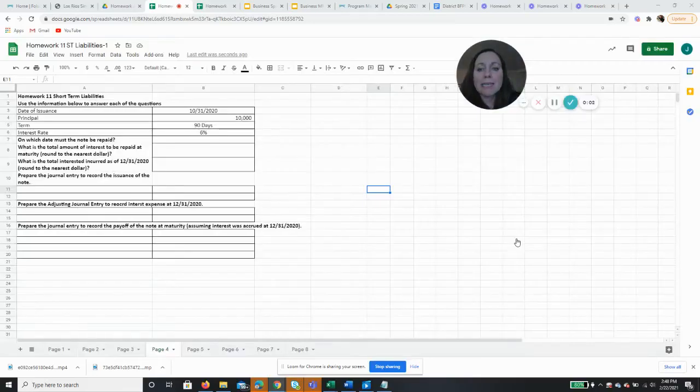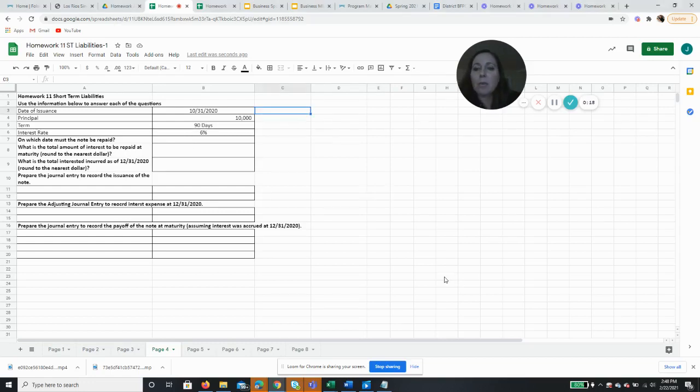Welcome to homework 11, page 4. All right, so we're going to do the same thing we did on page 3, only we have some different numbers. Our principal is $10,000, our term is 90 days, and our interest rate is 6%. On which date must the note be repaid?